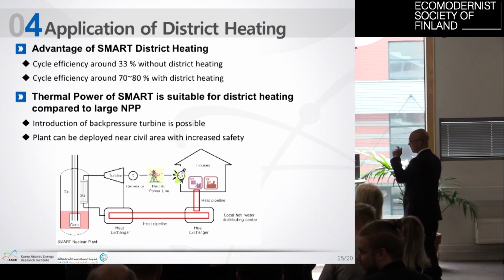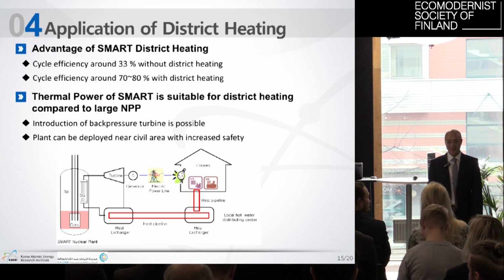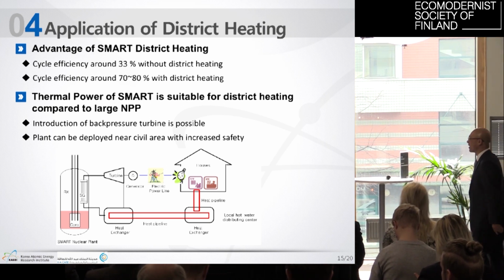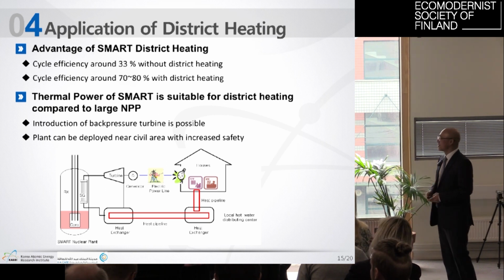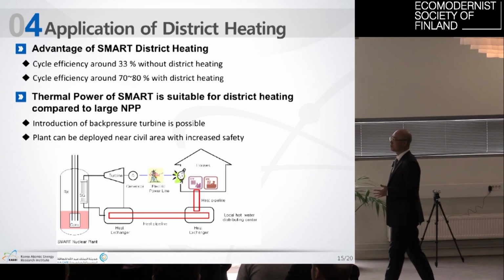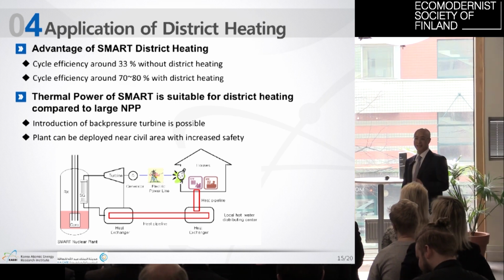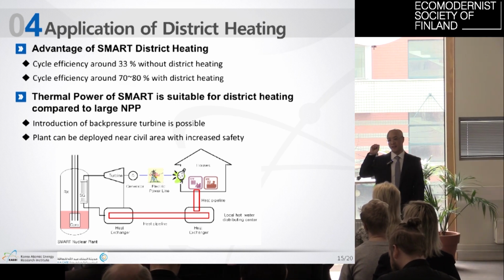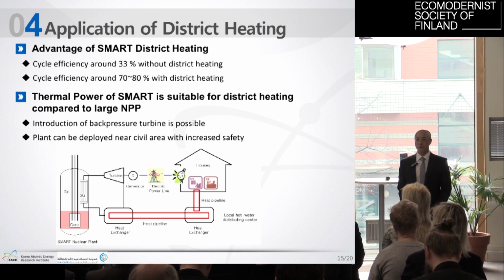So I'm not a specialist in district heating. So use it for cooling. Yeah, right. So this is a very brief idea. I think the small modular reactor, including SMART, is more suitable for district heating than large nuclear power, because the small modular reactor can be deployed in civil areas because of its enhanced safety and small system.